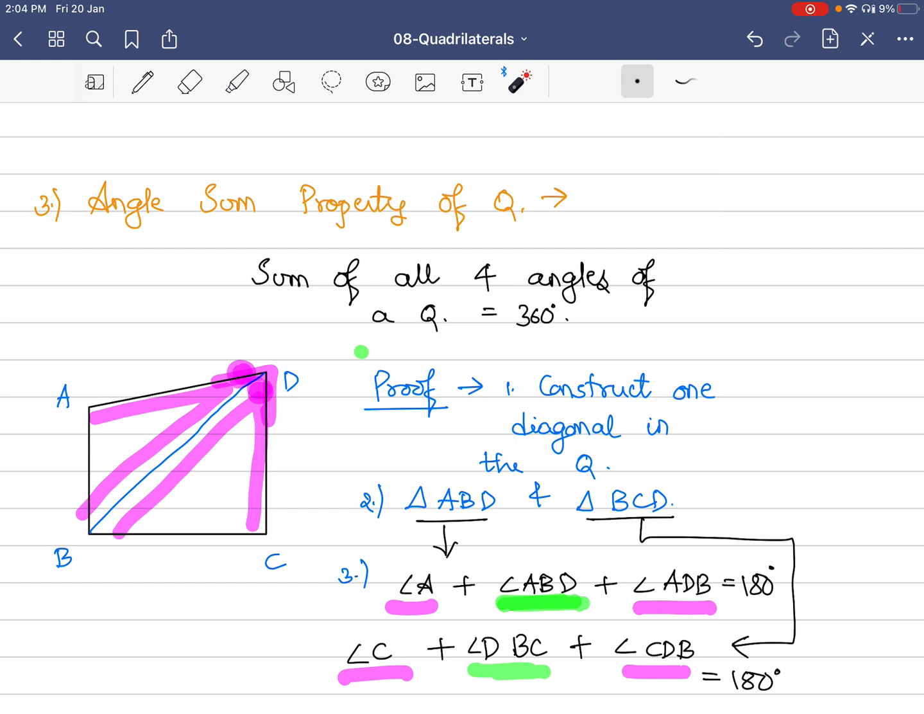The simple and very straightforward understanding is, every quadrilateral consists of two triangles. And the sum of angles of one triangle is equal to 180 degrees. So if there are two triangles inside a quadrilateral, the summation of angles is going to be 360 degrees. So that's also a simple explanation for this angle sum property.